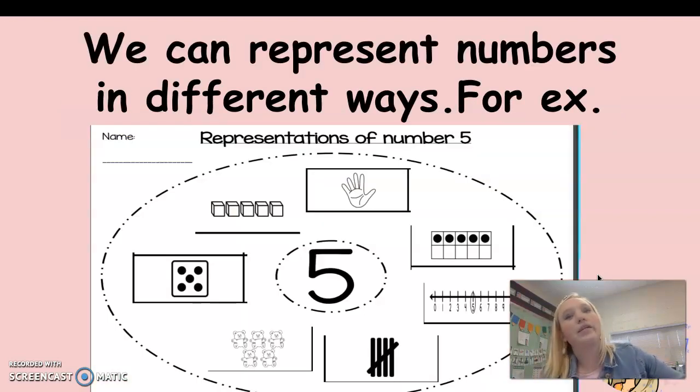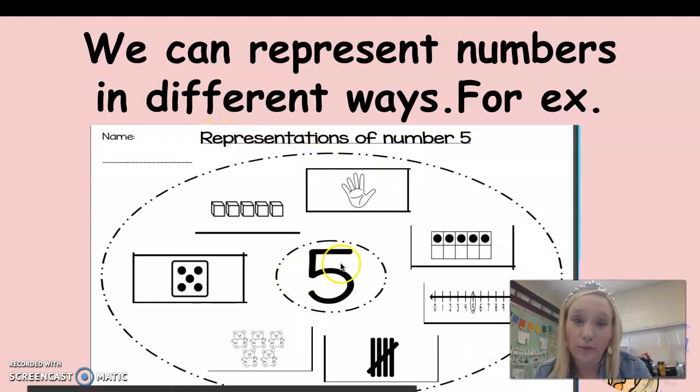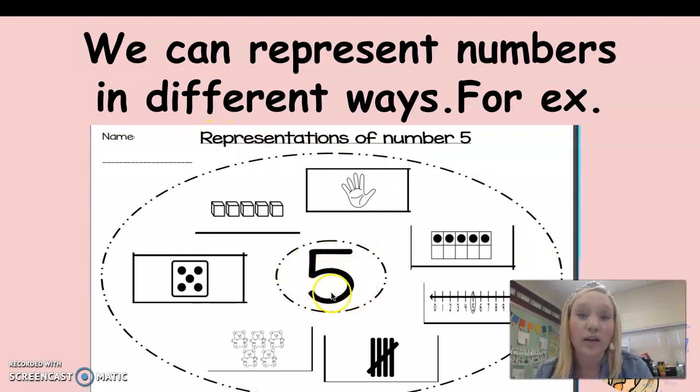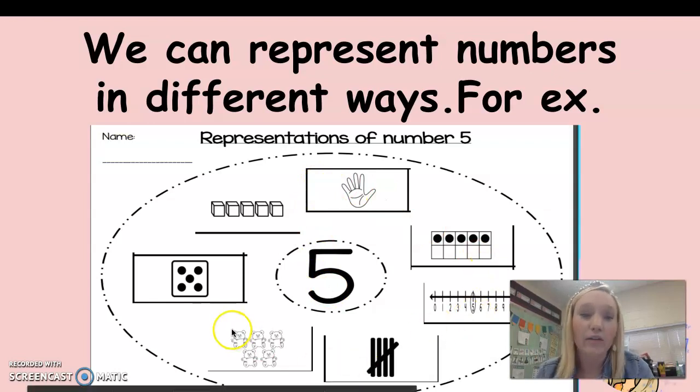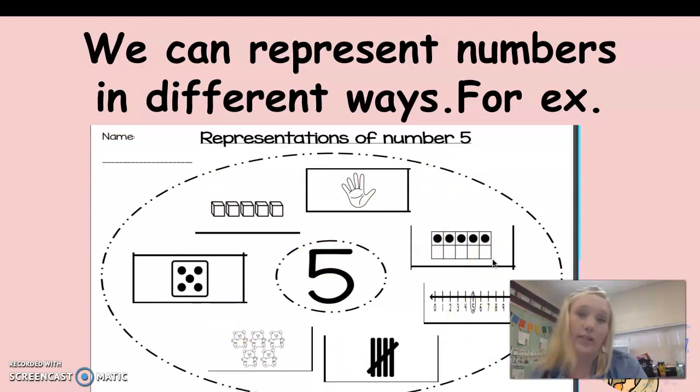All right, we can represent numbers in different ways. Here is an example that I have for you. This is a circle map for the number. What number is this? The number 5. And on my circle map for the number 5, I have all of the different ways that we can show that number. Right here, I have 5 fingers, and we just did that together, right? 5 fingers. So you can show a number by using your fingers, okay? This right here is called a 10 frame, and this is what we're going to focus on using today and probably the rest of this week.